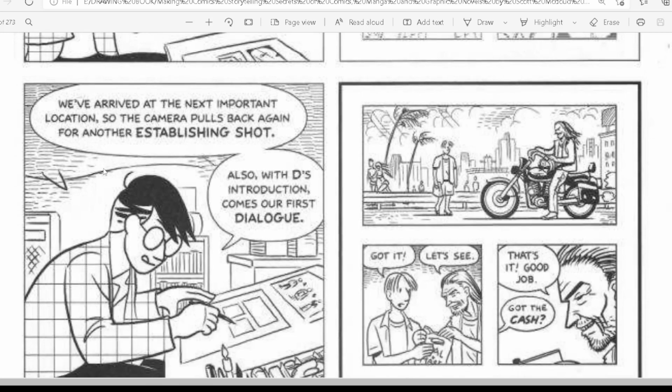Now we have arrived at the next important location, so the camera pulls back again for another stabilizing shot. Also with this introduction comes our first dialogue.